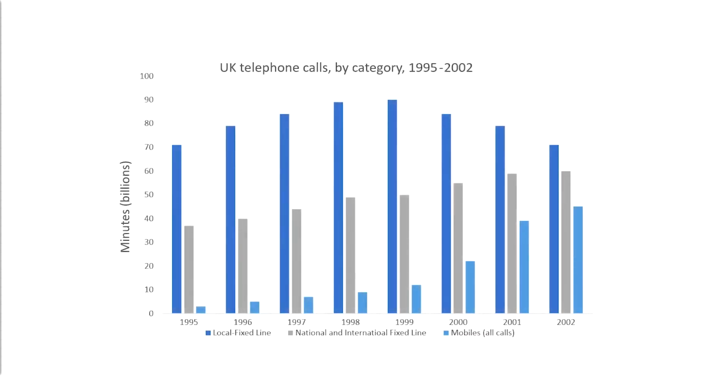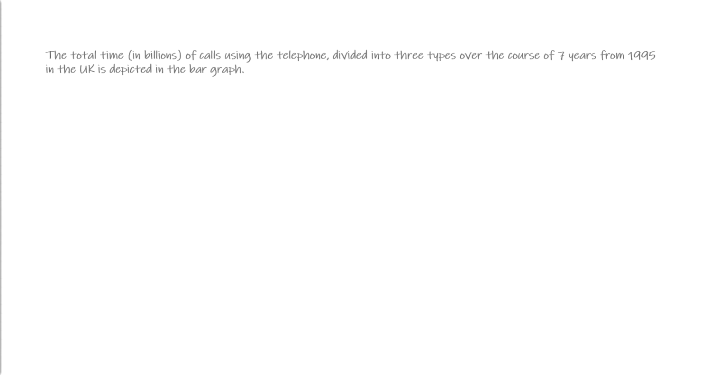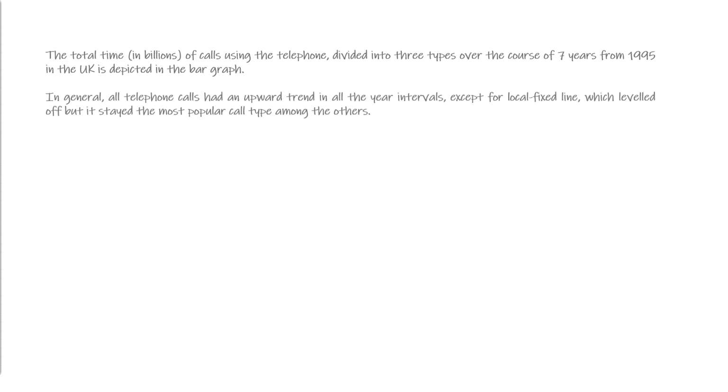And this is how we write a Band 9.0 bar graph dynamic. The total time in billions of calls using the telephone divided into 3 types over the course of 7 years from 1995 in the UK is depicted in the bar graph. In general, all telephone calls had an upward trend in all the year intervals except for local fixed line, which leveled off, but it stayed the most popular call type among the others.